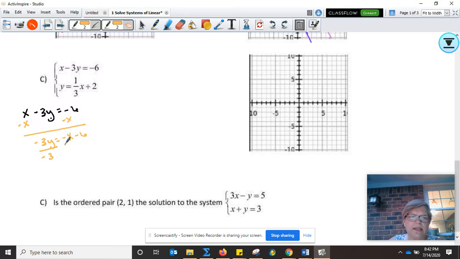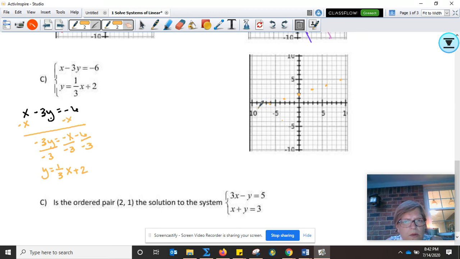Divide every single term by negative 3, and I get y equals negative over negative is positive 1/3 x. Negative divided by negative is plus 2. So my y-intercept is 2, and I'm going to graph using my slope. Rise 1, run 3. If I could go up and right, I can also go down and left.